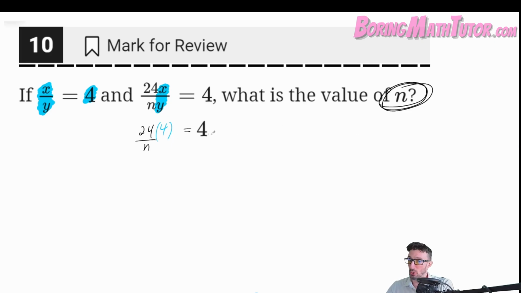If you want a cool way of solving this, you could divide both sides by 4. That'll cancel out that 4. And on the right side, you'll just get 1. And now you have 24 over n equals 1. Well, what do you think n's got to be over here? You could cross multiply if you want, but it's pretty clear that it's got to be 24. So that way 24 over 24 does come out to 1. So the answer is 24.